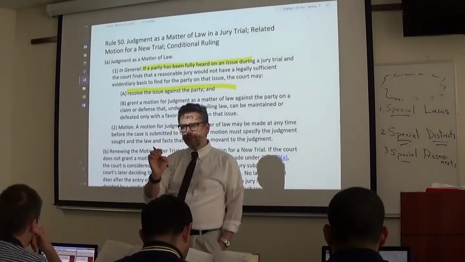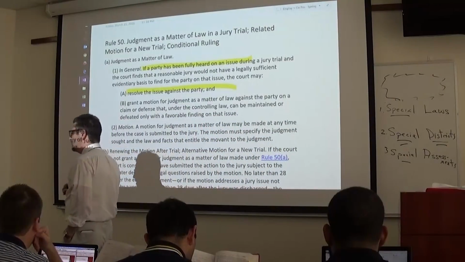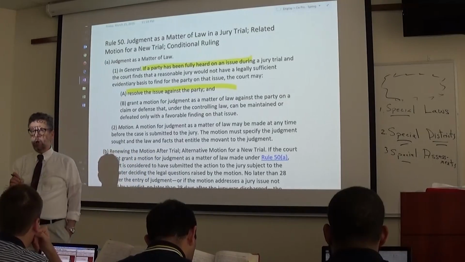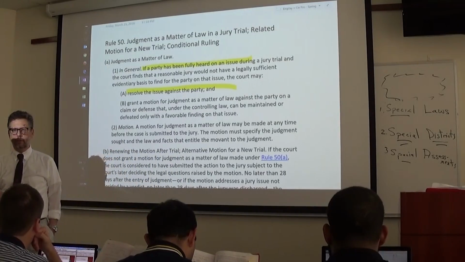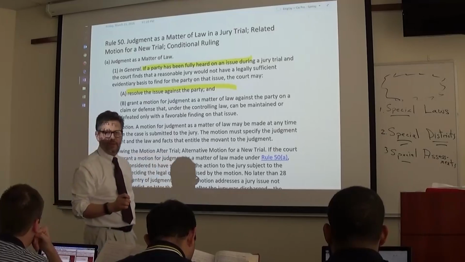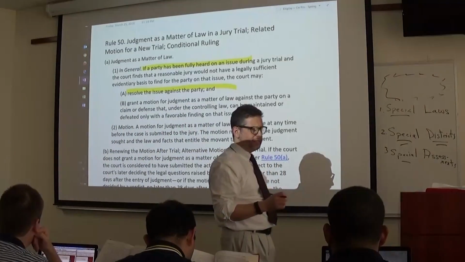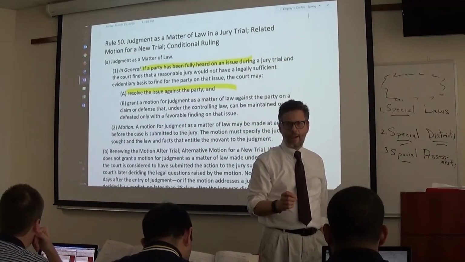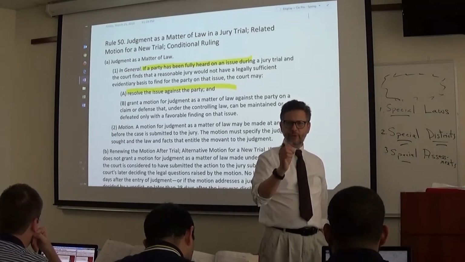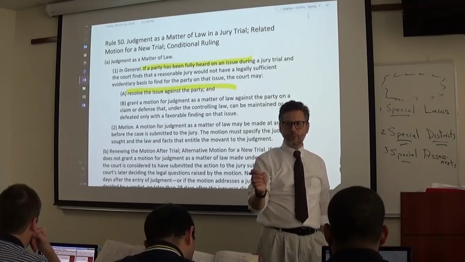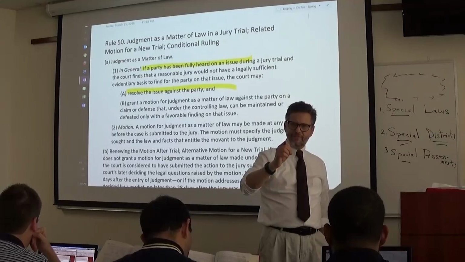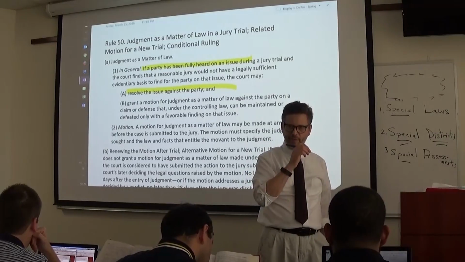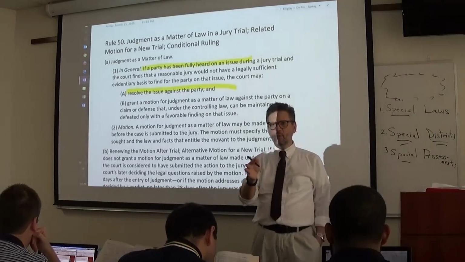You're close, but let's be clear about the question. What kind of motion is Debbie wanting to make? A JMOL or RJMOL? JMOL. Okay, and when is she trying to make the motion? After the jury comes back. After the verdict. So that's a 50A motion, right? Can you assert a 50A motion after the jury verdict? No, it has to be before. It has to be before, right?